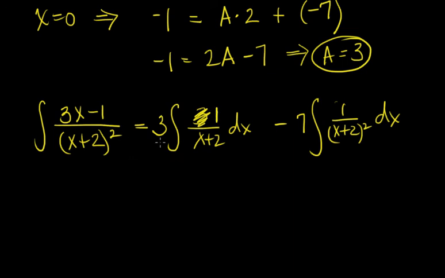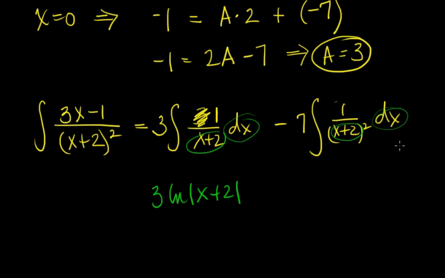All right, so the first one, well, if u is x plus 2, du is dx, so this is 3 times the natural log of the absolute value of x plus 2. And this integral here, if u is x plus 2, du is dx, and this is simply u to the minus 2 du. So we integrate it by using the power rule. So we have minus 7 times, okay, u is x plus 2, raise negative 2 by 1, and we get minus 1, and the reciprocal of minus 1 is minus 1, plus a constant.